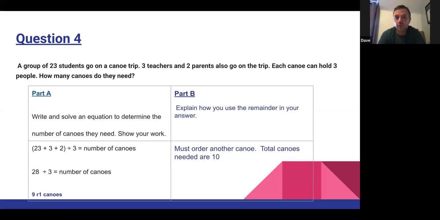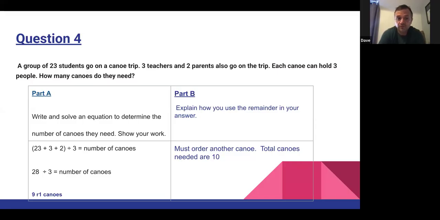So a group of 23 students go on a canoe trip. 3 teachers and 2 parents also go on the trip. Each canoe can hold 3 people. How many canoes do they need? So part A, write and solve an equation to determine the number of canoes they need. Show your work. So first, I have to find out the total number of people. So that's 23 students, 3 teachers, and 2 parents. When I add those up, I get a number of 28.